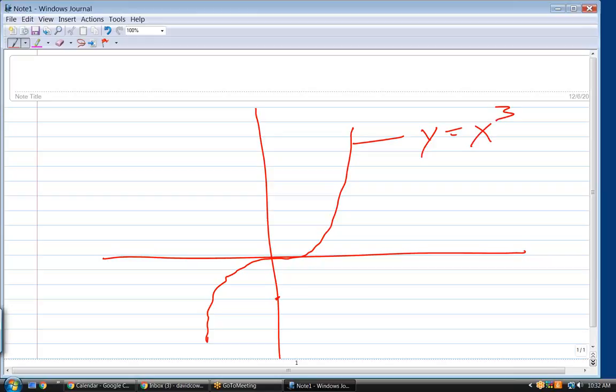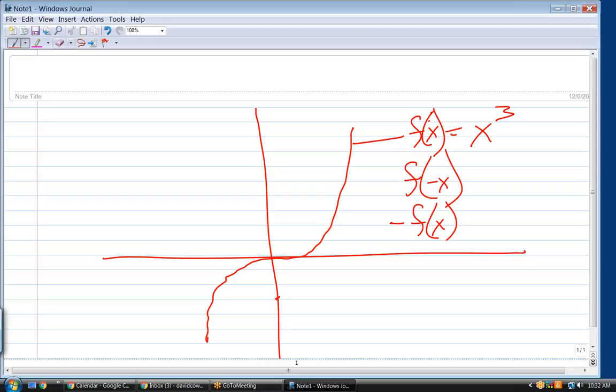If I reflect that over the x-axis, well, again, for the sake of translations, let me label that f of x, because if I want to know what f of minus x is, notice that's different than minus f of x. This is a reflection over the y-axis. This is a reflection over the x-axis.